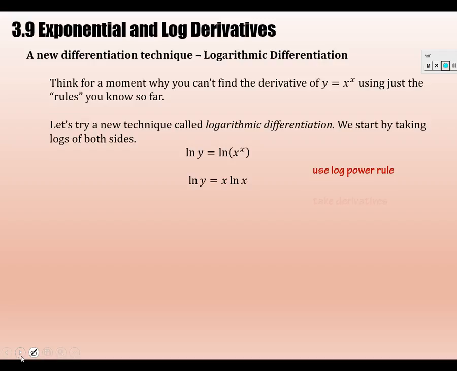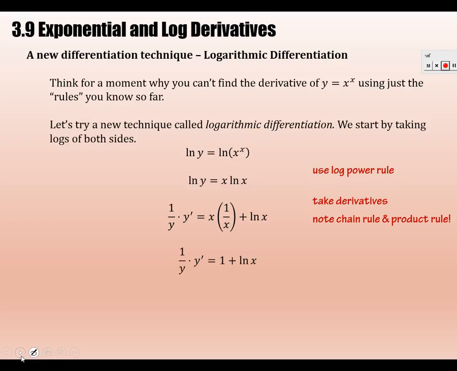Here, I'll write it out. It's the first times the derivative of the second, so that's x times 1 over x, plus the second thing, ln x, times the derivative of the first, which is just 1. So I think we're in a good place here. That's just 1 plus ln x on the right side, the derivative of x ln x using the product rule. And then we're solving for y prime, right?